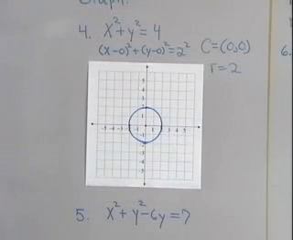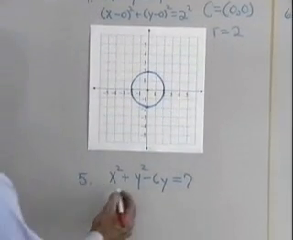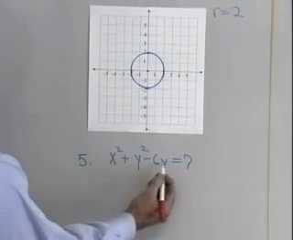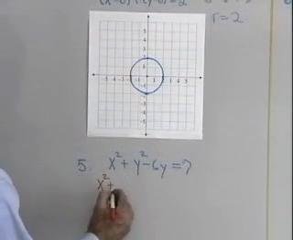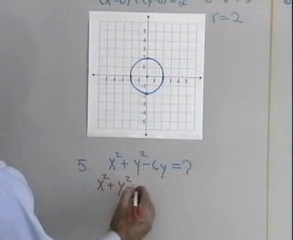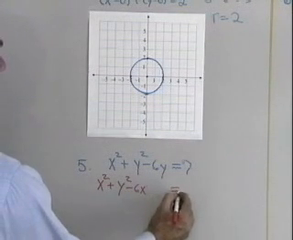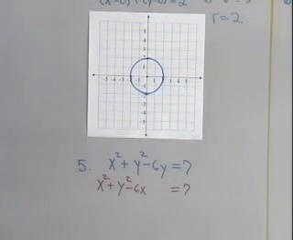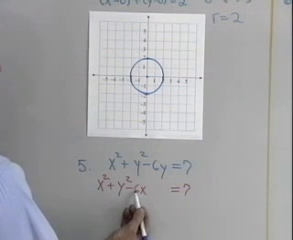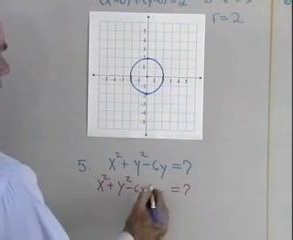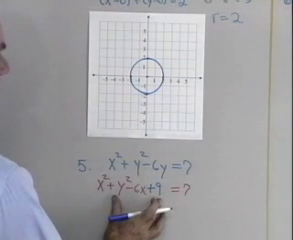So here I have x² + y² - 6y = 7, and I want to write this in a nice form. So what I'm going to have to do is complete the square here on these y variables. So this is x² + y² - 6y, and I'm going to leave a little space, is equal to 7. Now I want to complete the square on y, so the coefficient is 1, this is negative 6, half of that is 3, the square of which is 9. So if I add 9 right here, this will become a perfect square.